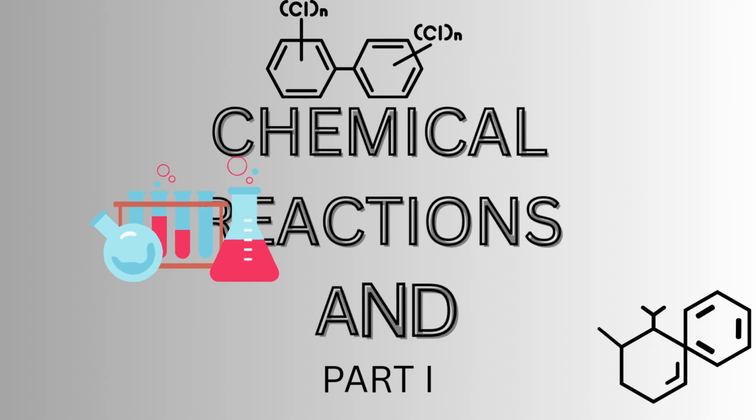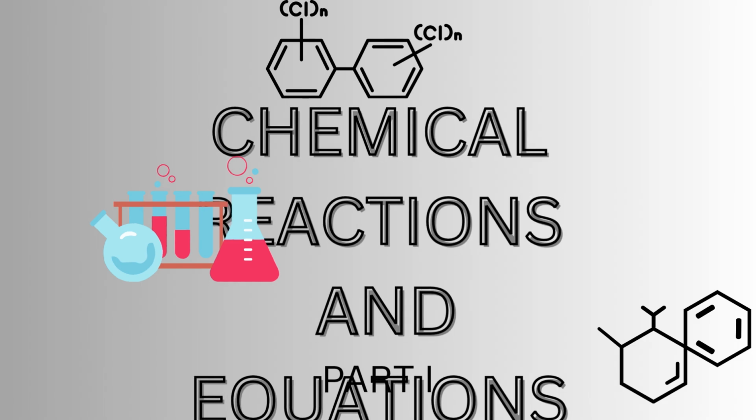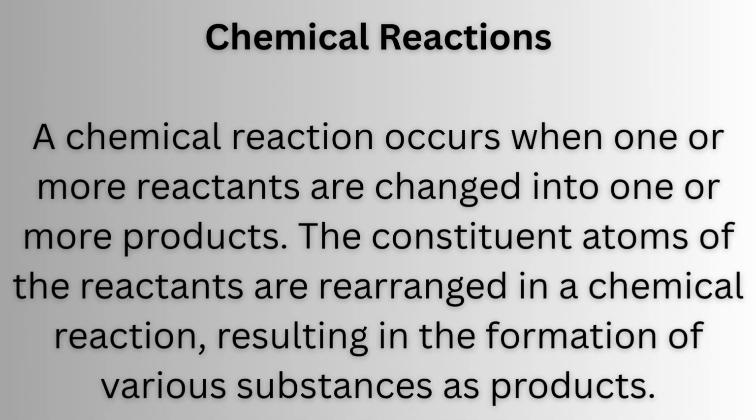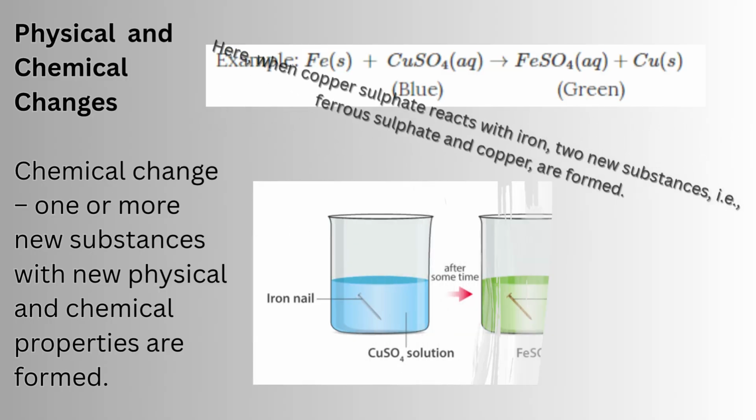Chemical reactions and equations. Chemical reactions. A chemical reaction occurs when one or more reactants are changed into one or more products. The constituent atoms of the reactants are rearranged in a chemical reaction, resulting in the formation of various substances as products.